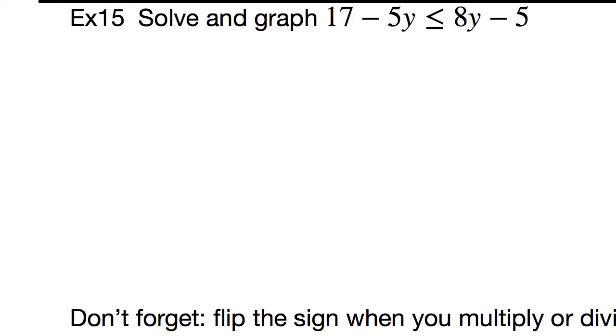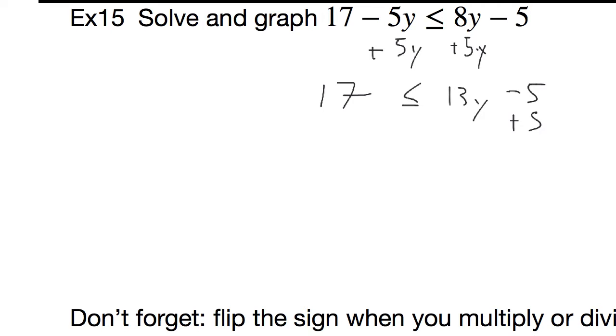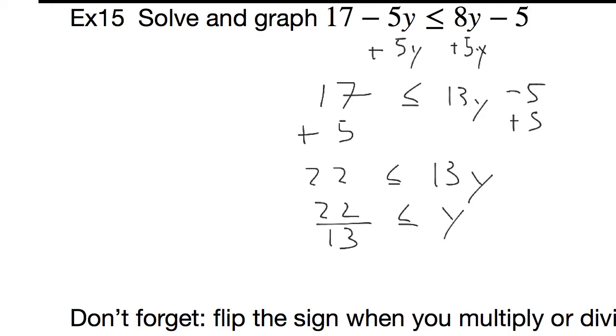Alright, so example 15 in your book says solve and graph 17 minus 5y is less than or equal to 8y minus 5. We can do this. It's the same exact process. I'm going to add 5y because I don't like subtraction. Get rid of it by adding. We get 17 is less than or equal to 13y minus 5. Add 5 to both sides. We get 22 is less than or equal to 13y. And so therefore 22 over 13 is going to be less than or equal to y.